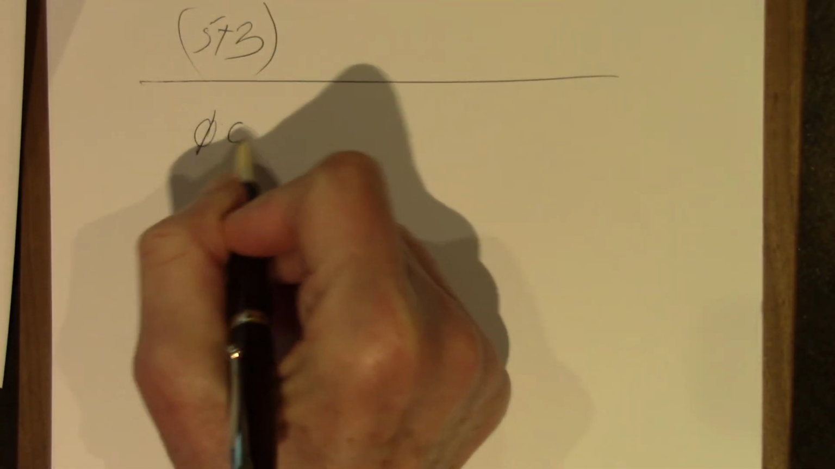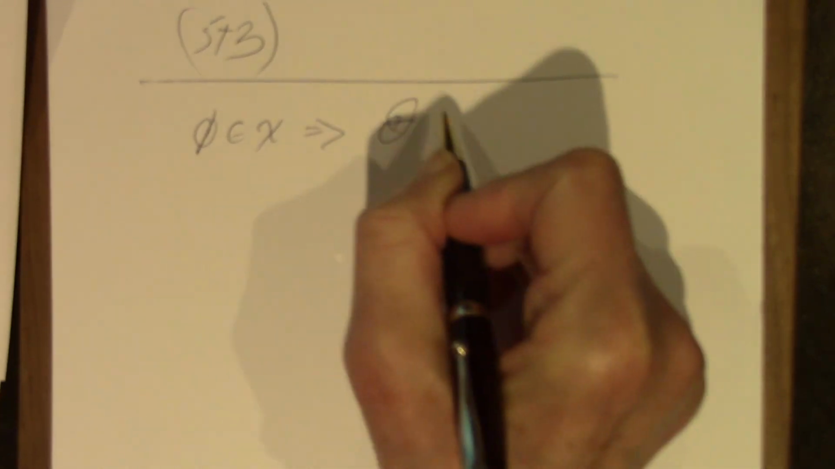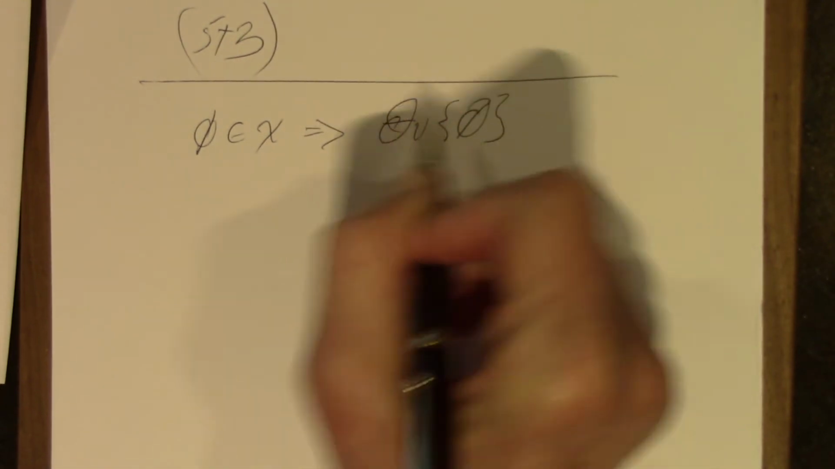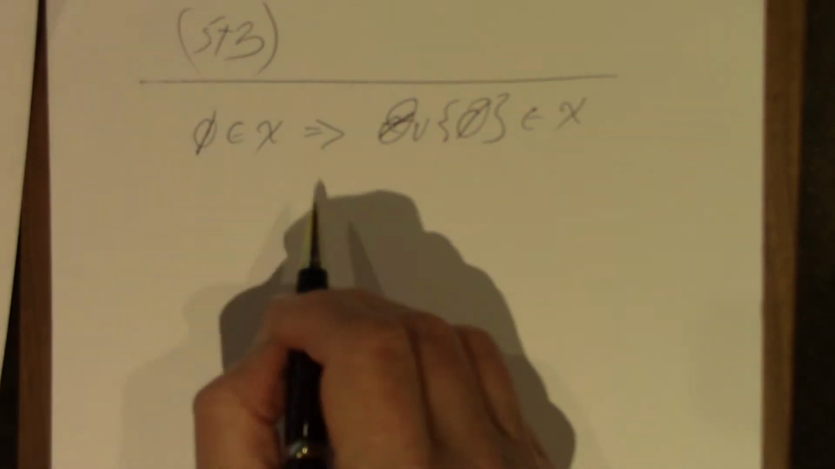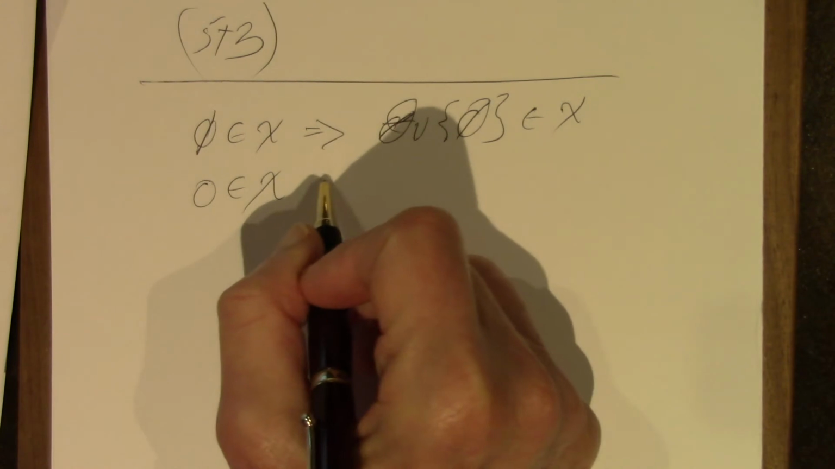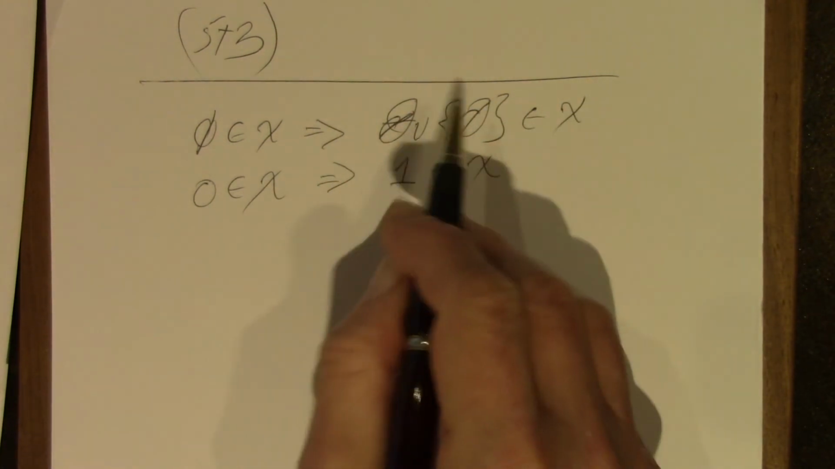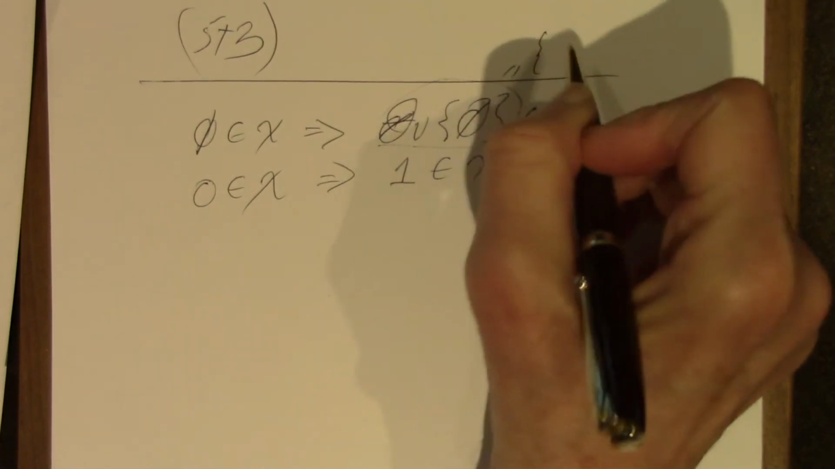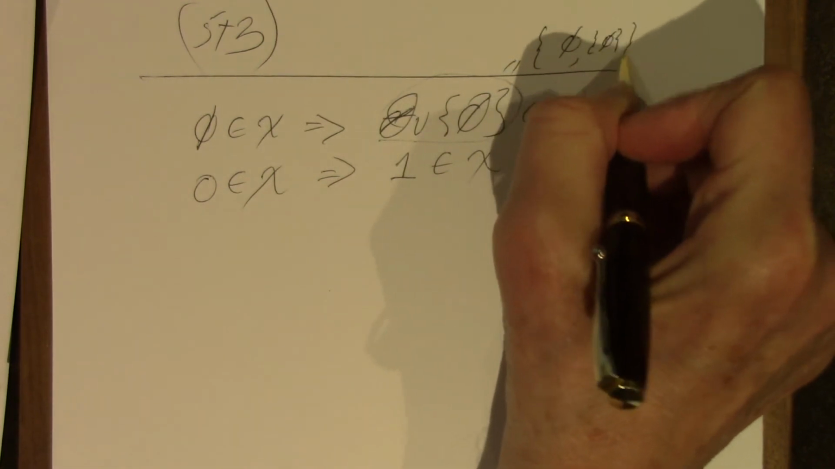The empty set belongs to X implies the empty set union the set containing the empty set, which is the empty set, also belongs to X. How else do we know how to write this? 0 belongs to X implies 1 belongs to X. If you remember, this is the set containing the empty set.